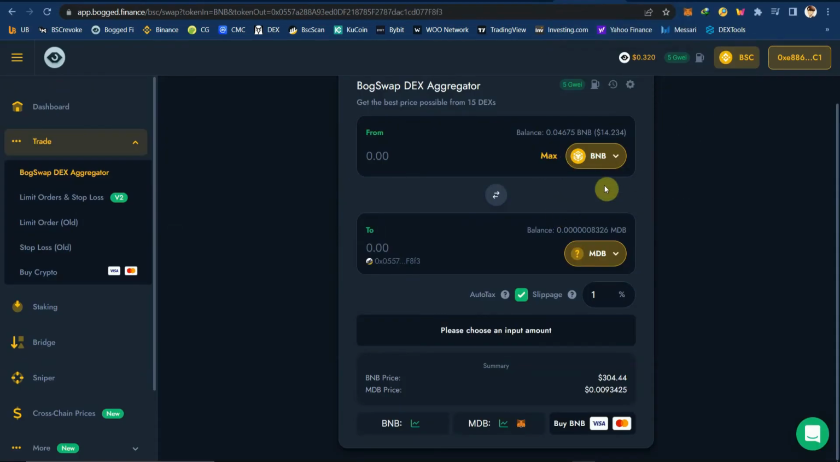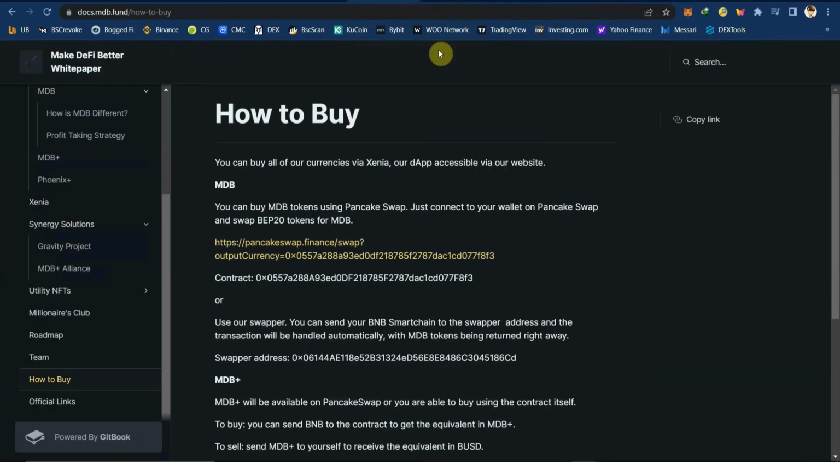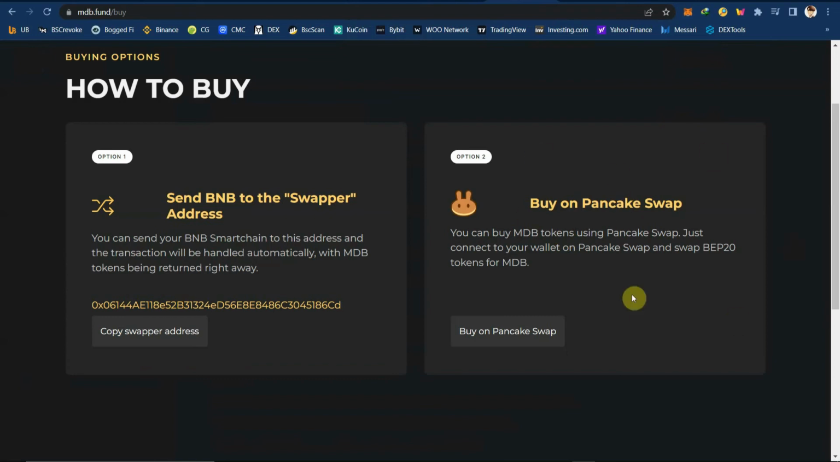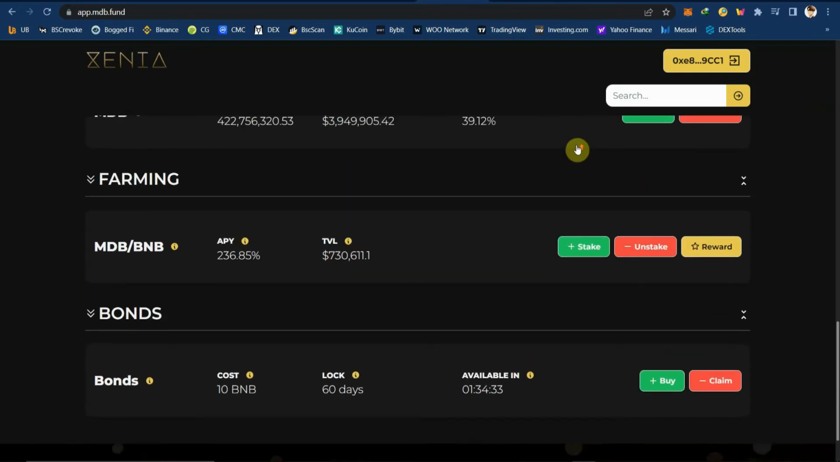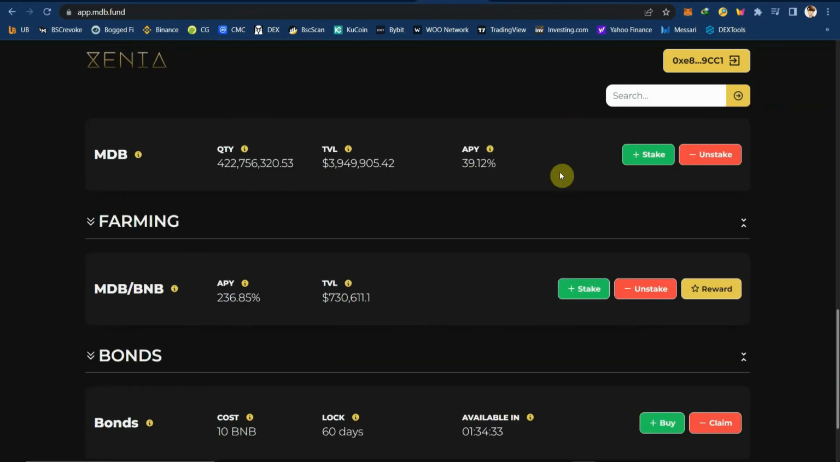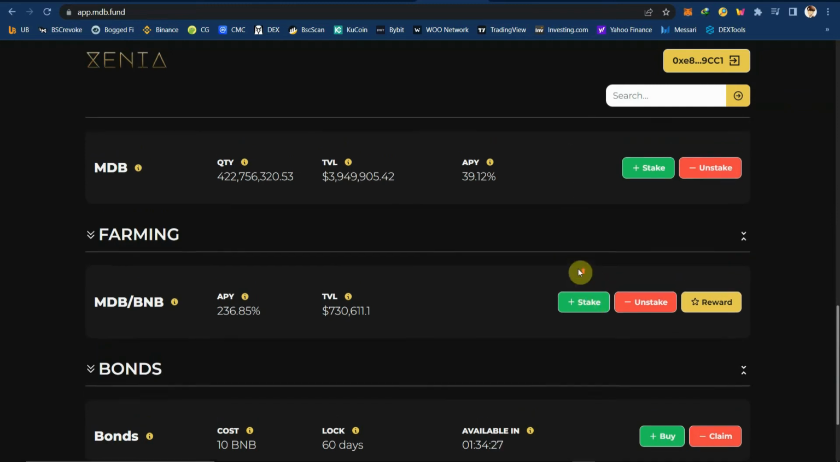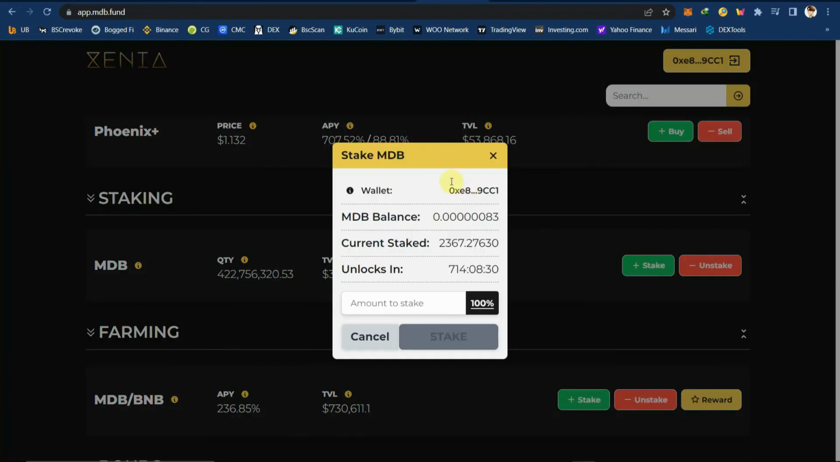So this is how you're gonna purchase. Okay, you go to Bogswap, or you could buy in PancakeSwap. PancakeSwap is that bunny cutie thing. Once you've already bought your MDB using BNB or BUSD, you could stake your MDB here. So this is what you will see, and there's a pop-up window, and then your balance will reflect here.